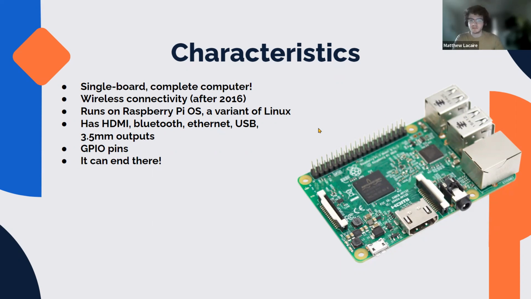As you can see, these are here. These are called the general purpose in and out pins. The purpose is to either receive input, receive digital logic, or to output digital logic. And it can end there, right? If you just have 40 bucks in your pocket and you have a monitor, a mouse, and a keyboard laying around, you can just buy this and do whatever you want, surf the web. It doesn't have to be more complex than that. It's a complete computer.